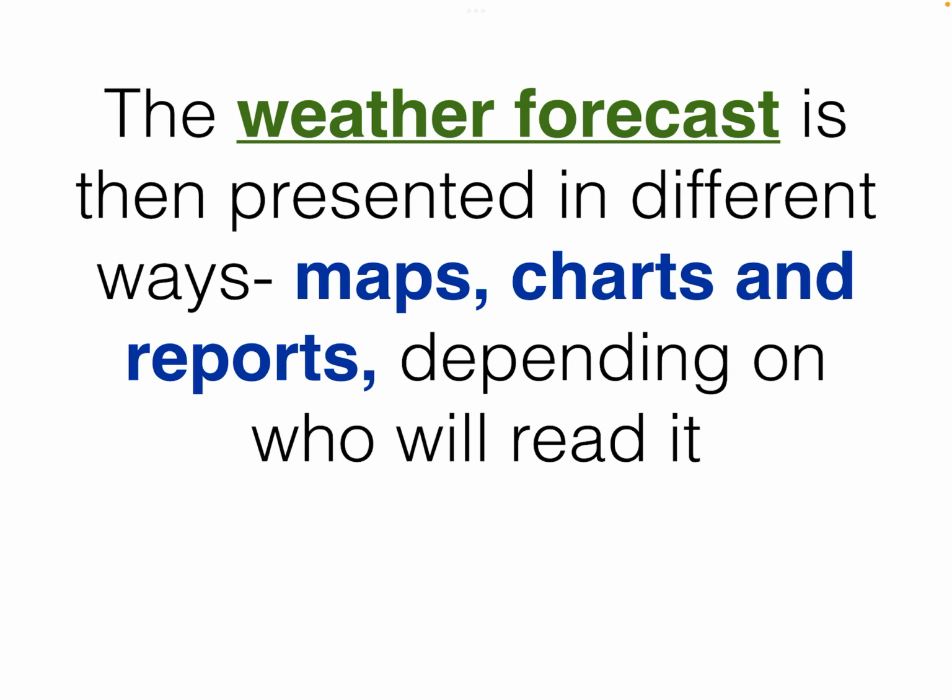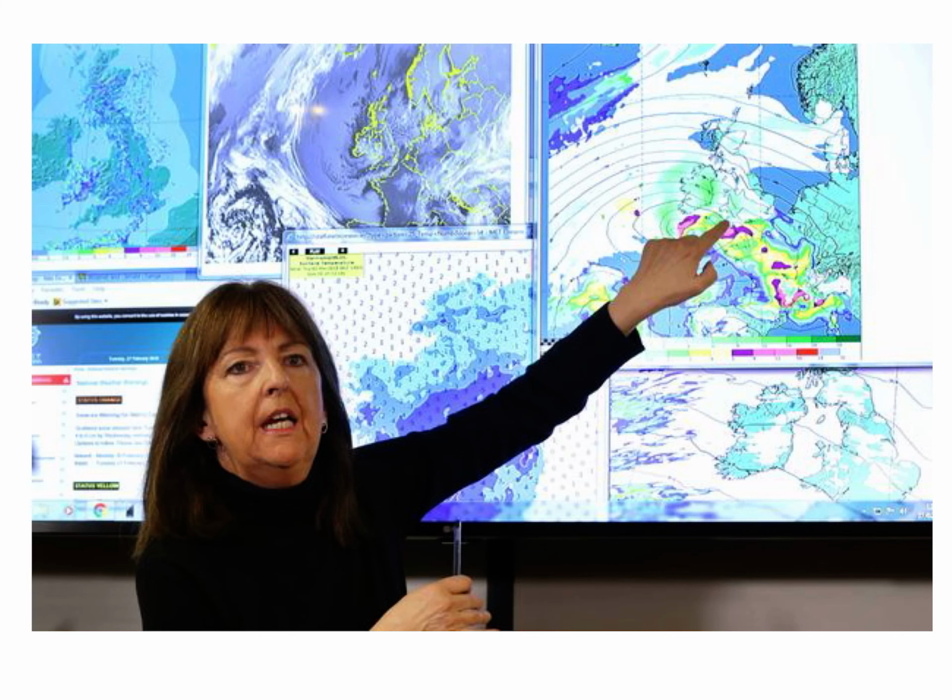So how do they give it to us? They give it to us in maps, charts, weather reports, depending on who will read it. Like you and I at the end of this chapter will be able to read the detailed reports. Someone that has never studied this before will just depend on the person on the news forecasting the weather to tell them in simple forms, is it going to rain or not tomorrow?